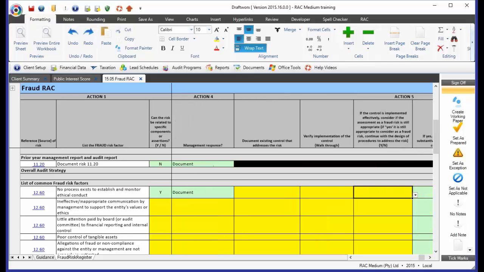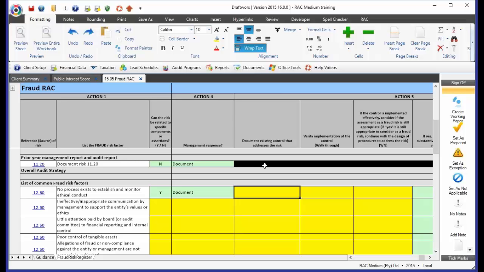Okay. Now, for the first item where we said we can't link to specific components and assertions, we're actually done. The risk is blanked out. We just need to go and provide more supervision as we said we would. However, for the items that do have an impact on specific components and assertions, the next question is asking us to go and document an existing control that addresses the risk.